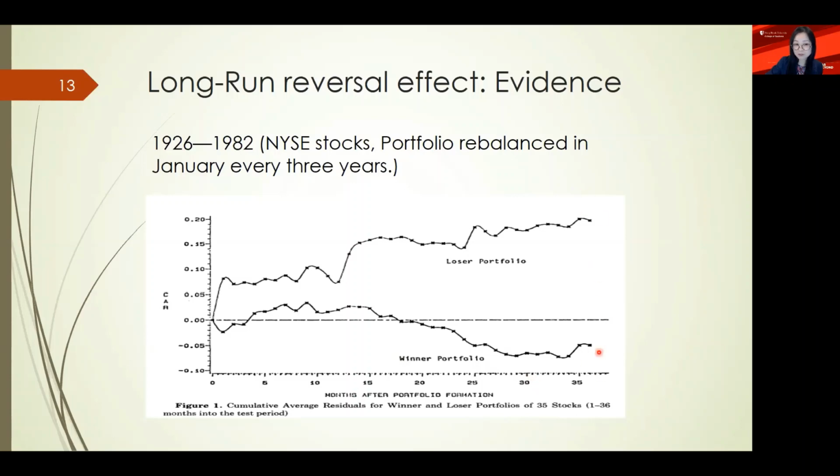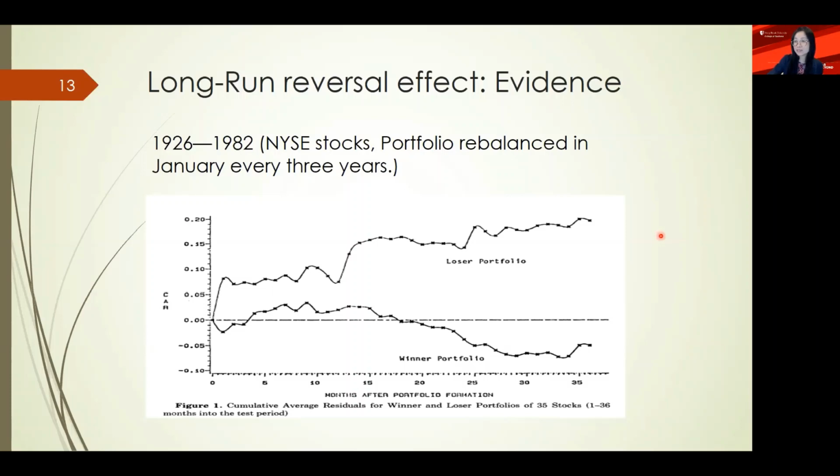So the difference between the two is about 15 minus 5, more than 20% in 3 years. Okay, so this is the way they show that the loser portfolios tend to reverse and do better than the winner portfolios in the next 3-year period. So this effect is called the long-term reversal effect.